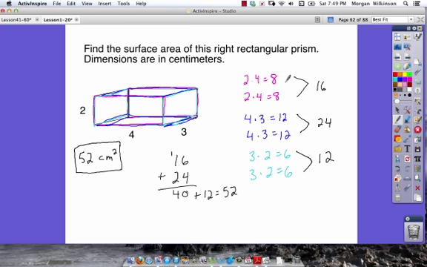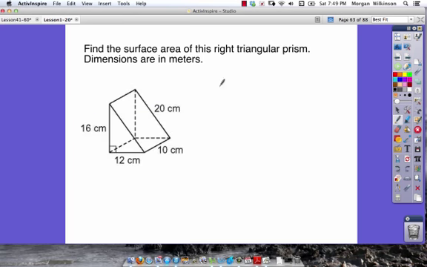Let's move on to our next problem. We want to find the surface area of this right triangular prism. Dimensions are in meters. So we're going to go through the same process.